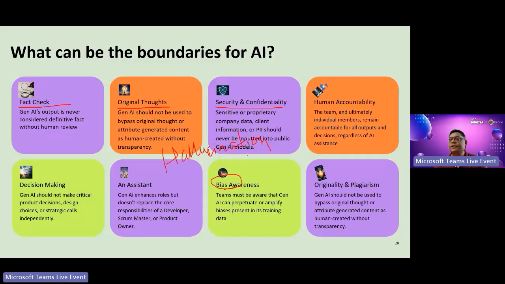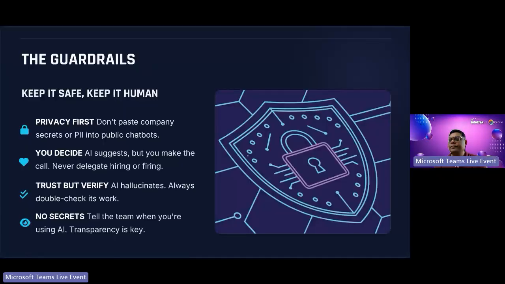Yeah. So keep it safe, keep it human. Privacy first. No, we should always look at privacy. And you decide. AI suggests, but finally, ultimately, it is the human who decides. Okay? You trust AI, but always verify, always verify, always verify. Okay? Because it can go wrong.